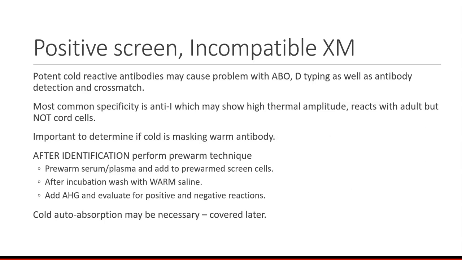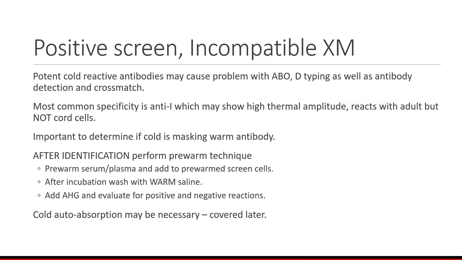It is very important to determine if there is a cold antibody that is masking a warm antibody. So after you identify this antibody as anti-big I, you can perform what's called the pre-warm technique, and I want you to memorize it. You label a tube and put some serum, or I just put my entire serum or plasma tube in the heat block for 10 or 15 minutes to warm it up.